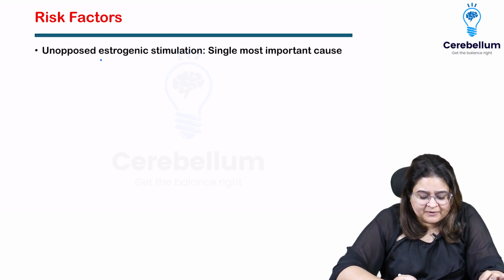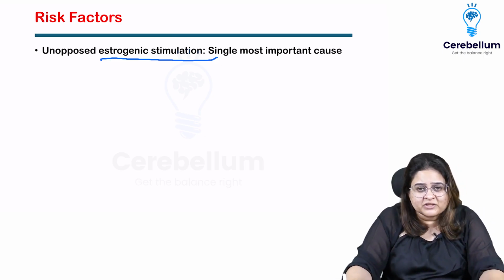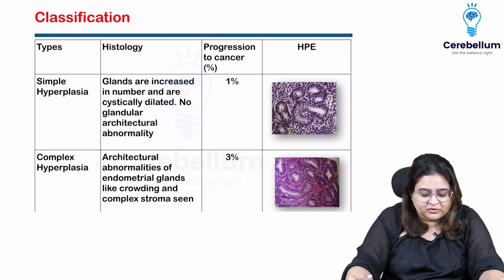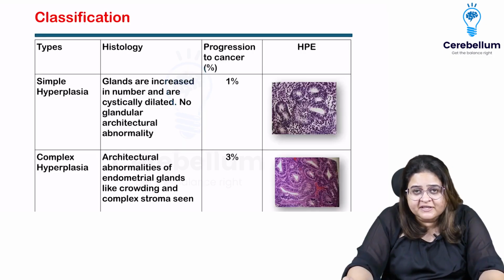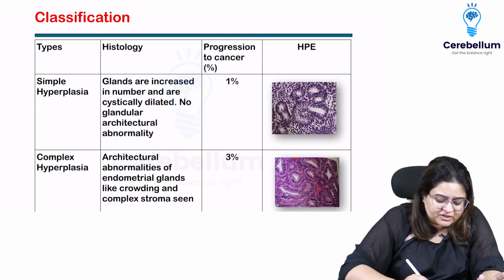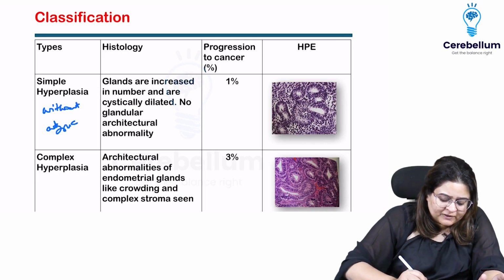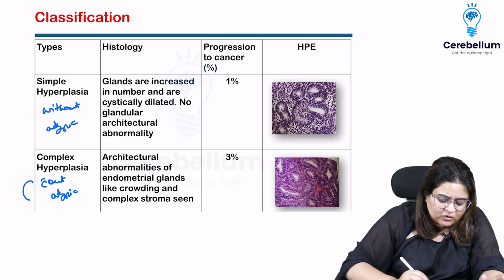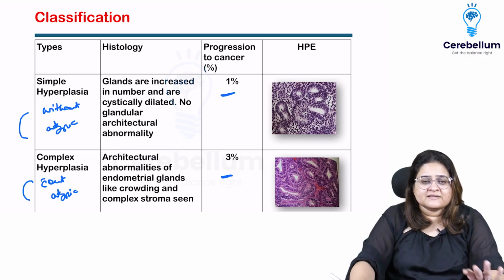Now, why does this happen? Remember, I told you it is a hyperestrogenic state. So, women who are having more estrogen in the body is the single most important cause. And primarily, we have two types of hyperplasia. If you look at the pathological classification of endometrial hyperplasia, this is the older classification. You have simple hyperplasia without atypia, and we have complex hyperplasia without atypia. So when atypia is not there, you're not that worried because the risk of malignancy is on the lesser side.